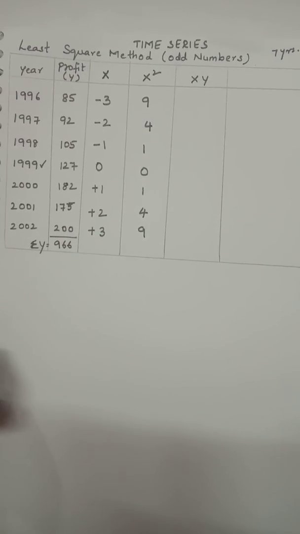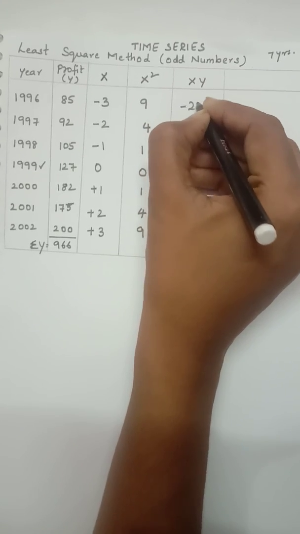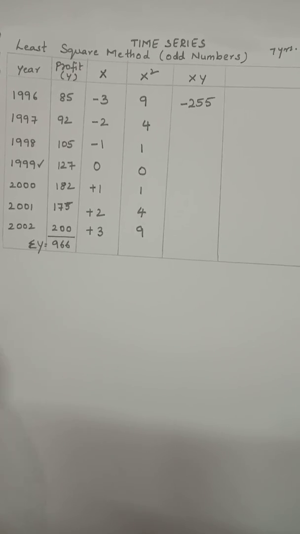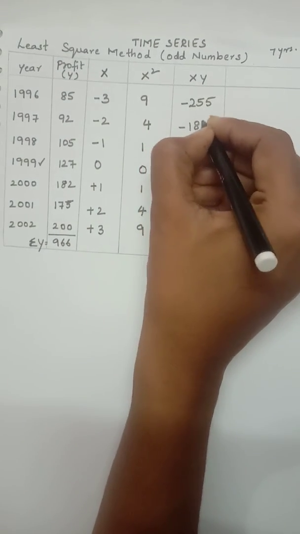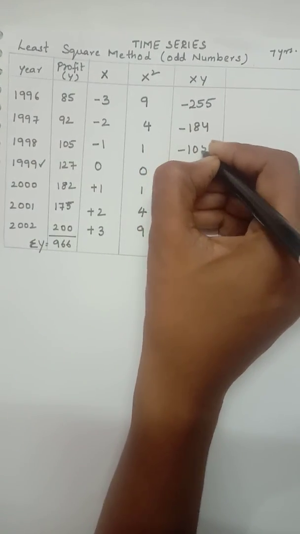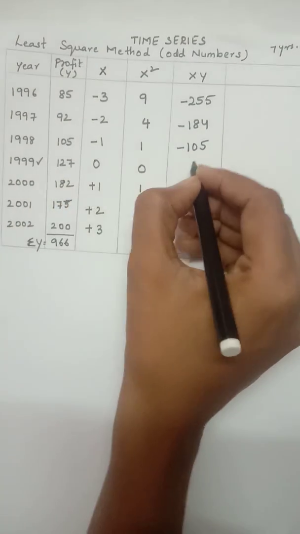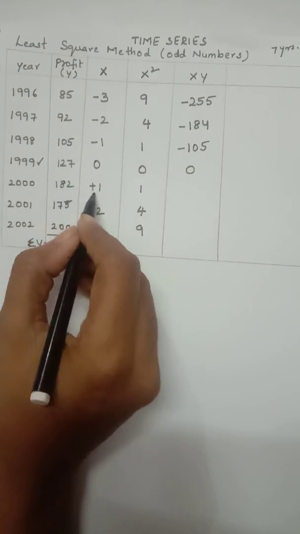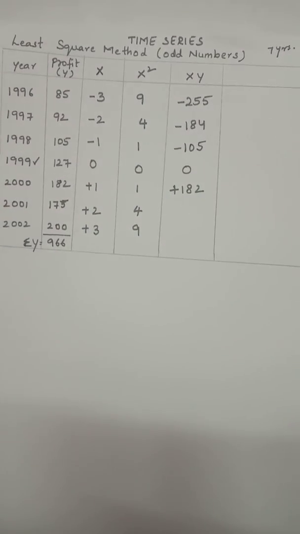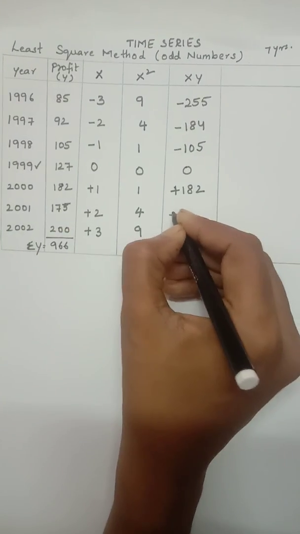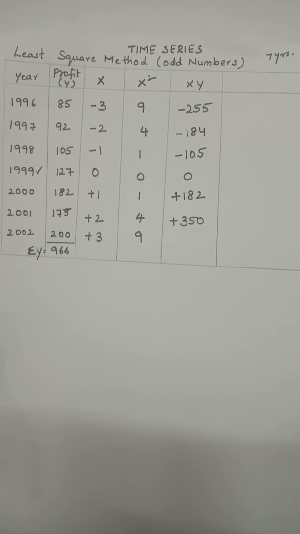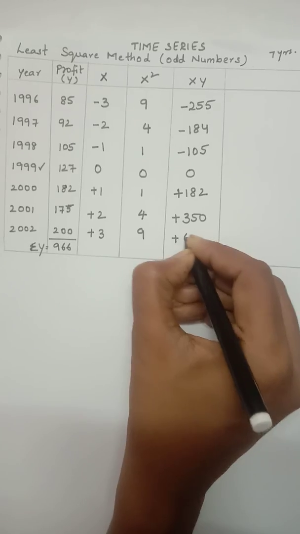85 into minus 3 is minus 255. 92 into minus 2 is minus 184. 105 into minus 1 is minus 105. 127 into 0 is 0. 182 into 1 is plus 182. 175 into 2 is plus 350. Next, 200 into 3 is plus 600.